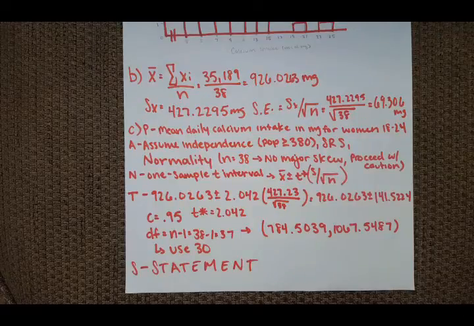any major skew. There's like 1 or 2 outliers that aren't really all that significant. They're not going to really change your data that much, and because we have such a high n value of 38, we can go ahead and proceed with caution, but proceed with the calculation anyway.